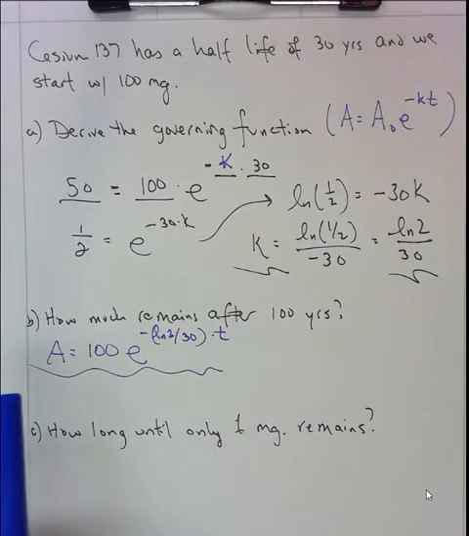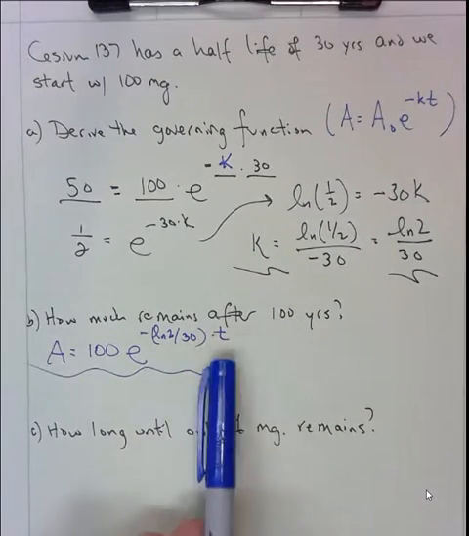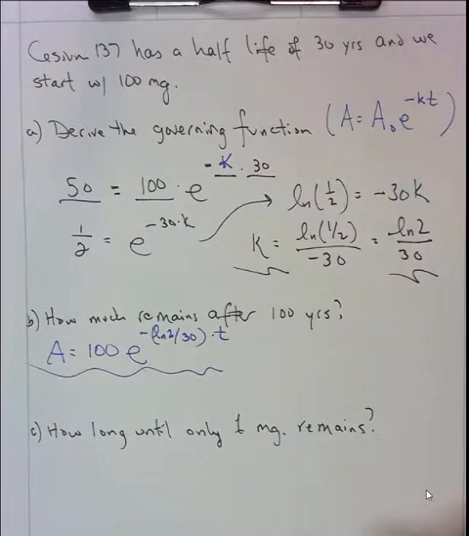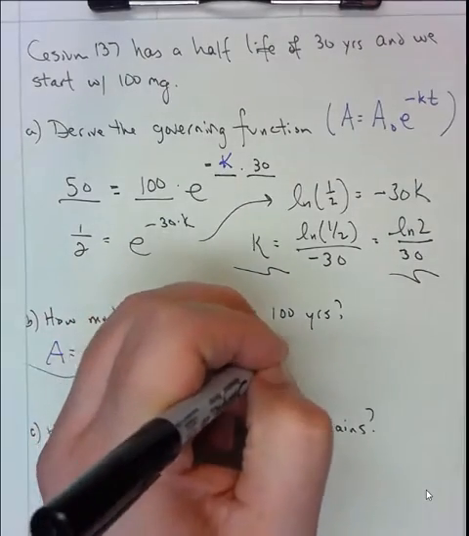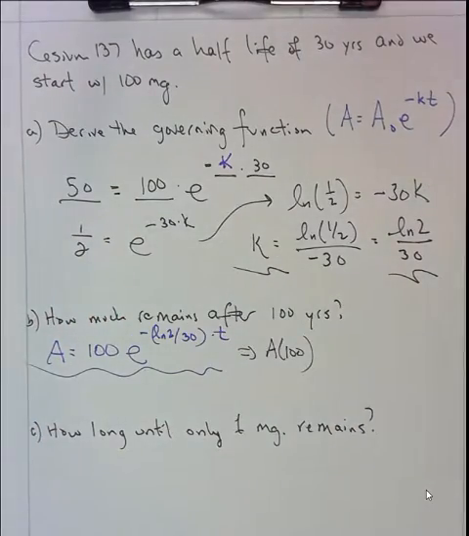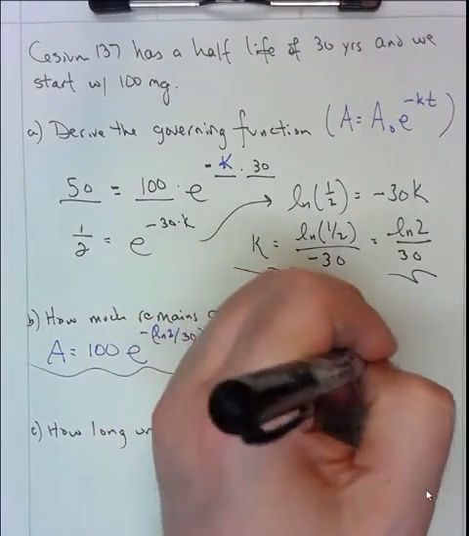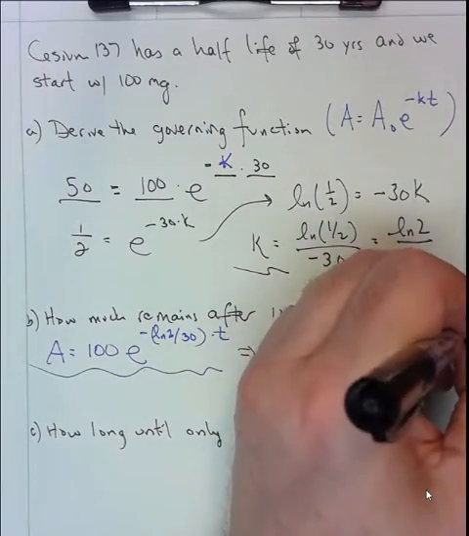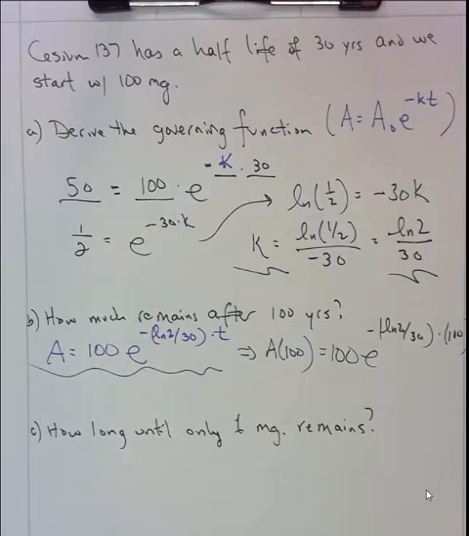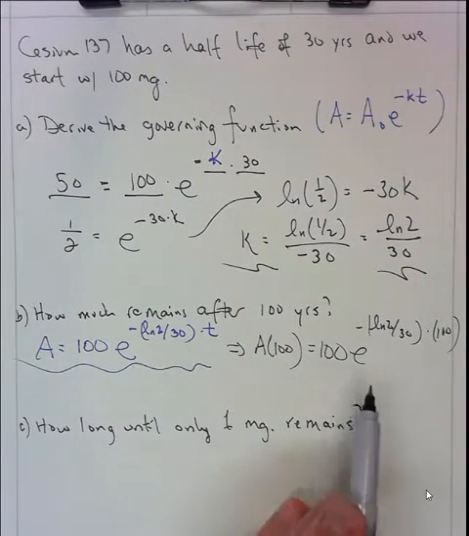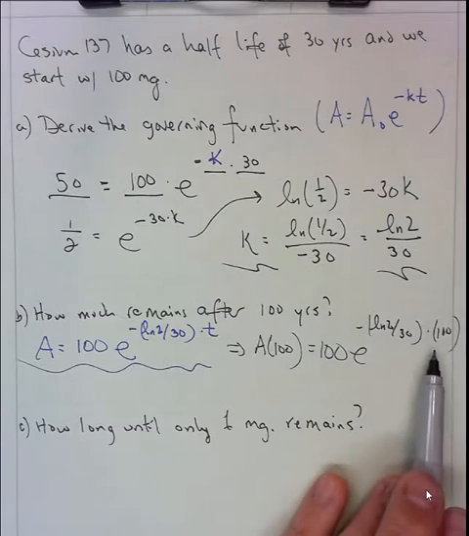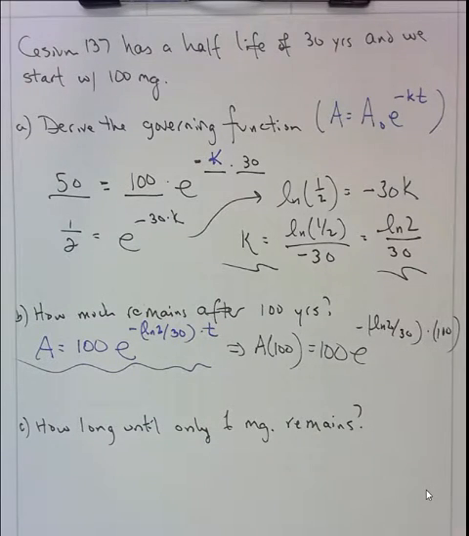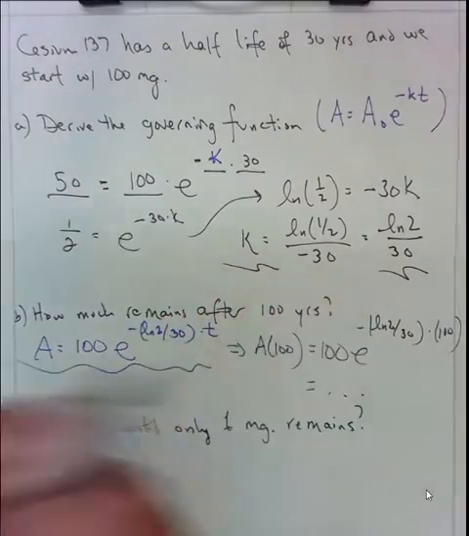We can be given a time and discover the amount, as in question B, or we can be given a target amount and have to decide how long it takes to get there, as in question C. In question B, we're asked how much remains after 100 years. Well, we're just going to plug in 100 for t, right? So 100 e to the negative natural log of 2 over 30 for the k times 100. Oops, and it ran off the screen just a little bit there. And again, this is button pushy, so just get out a calculator and punch, punch, punch, get those numbers. It'll be what it is.